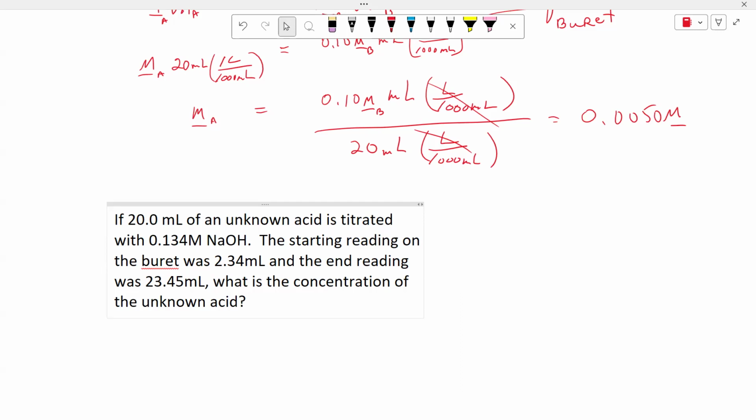So 20 mils of an unknown acid is titrated. Now, when I say titrated, that's the burette, the acid base setup with the indicator. That's what titration means. Now, that term is used a lot in medicine. For example, when you go and get an allergy series of tests to determine what you're allergic to, that's called a titer, T-I-T-E-R, and it's a titration. So it's used a lot in the medical field.